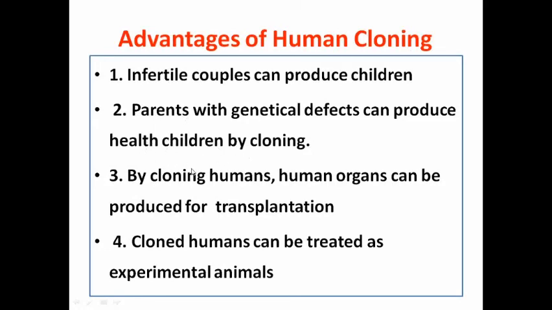Healthy children. Another one, by cloning humans, human organs can be produced for transplantation. Transplantation is another important area, and it is a very useful method for many people nowadays. So human organs can be produced by cloning methods. This is another advantage. Finally, the human clone can be treated as an experimental animal, isn't it?